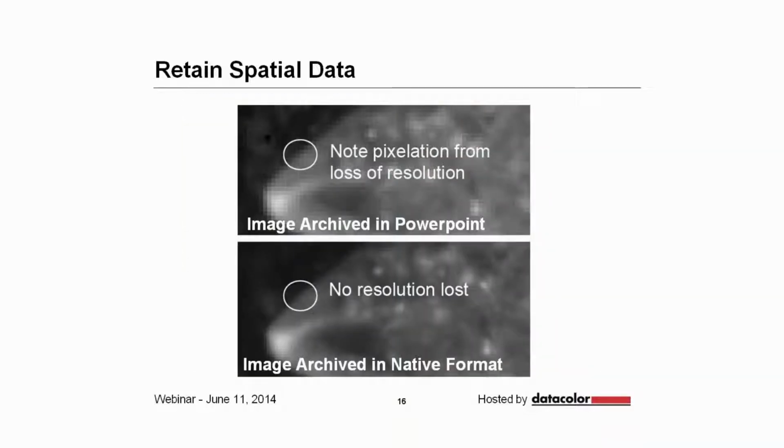You might not know this, but you can also have this problem in PowerPoint, depending on the version and depending on how large your image is in file size. You'll note that in the top image there's a far greater level of pixelation than in the bottom image. The bottom image was saved in the native format, or as a TIFF, from the program in which it was acquired.